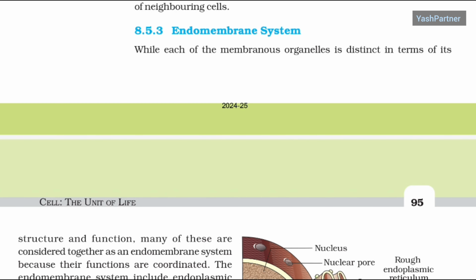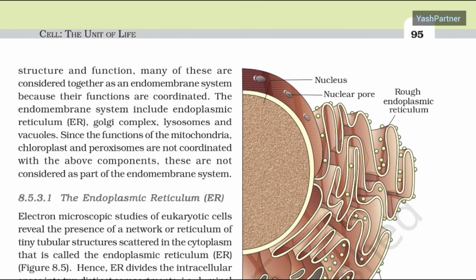8.5.3 Endomembrane system. While each of the membranous organelles is distinct in terms of its structure and function, many of these are considered together as an endomembrane system because their functions are coordinated. The endomembrane system includes the endoplasmic reticulum, that is ER, Golgi complex, lysosomes and vacuoles. Since the functions of the mitochondria, chloroplasts and peroxisomes are not coordinated with the above components, these are not considered as part of the endomembrane system.